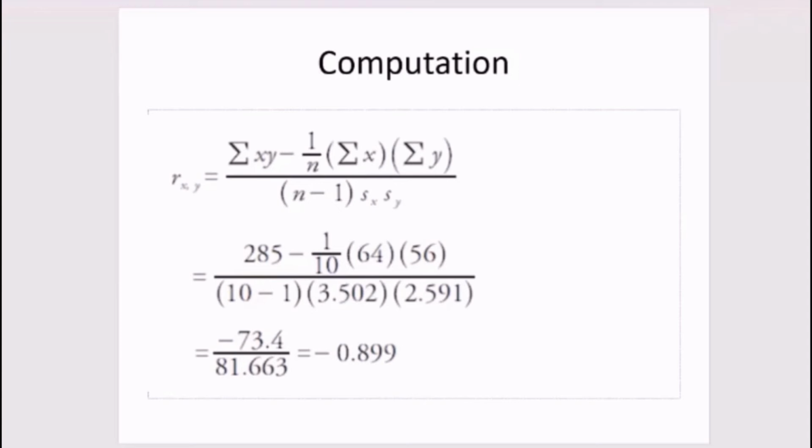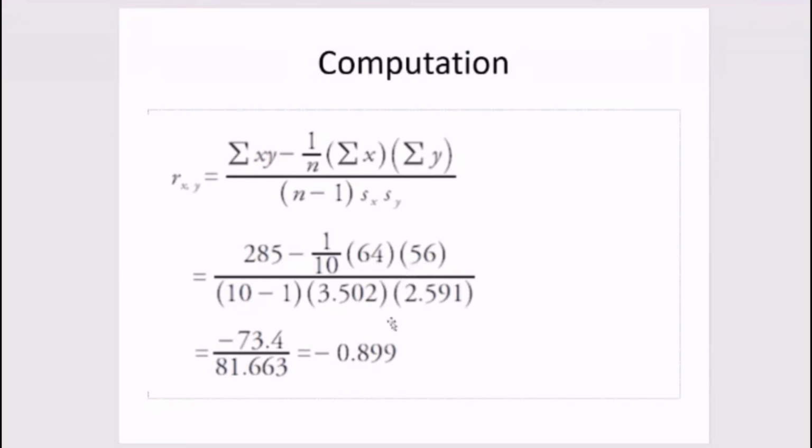Next na to is this one. Ang formula, di ba? I-fill up lang tanan. Sigma xy is 285 minus 1 over 10, that's 1 over n, times sigma x, which is 64, times sigma y, 56, divided by 10 minus 1, kaning n minus 1. Ang S sub x is 3.502, the one that we have just recently calculated, times S sub y, which is 2.591. Then you do MDAS, meaning you put this out first sa taas, sa ubos, ayan na to i-divide.